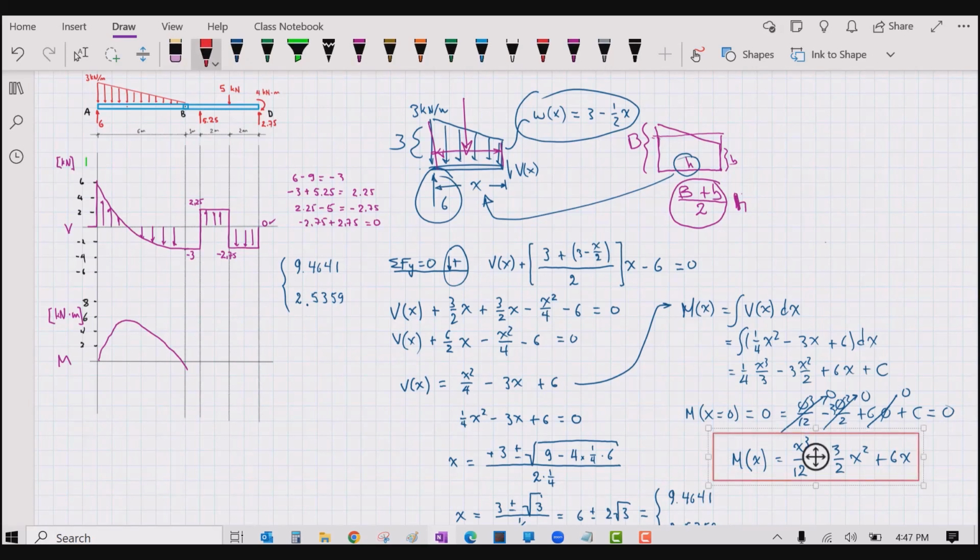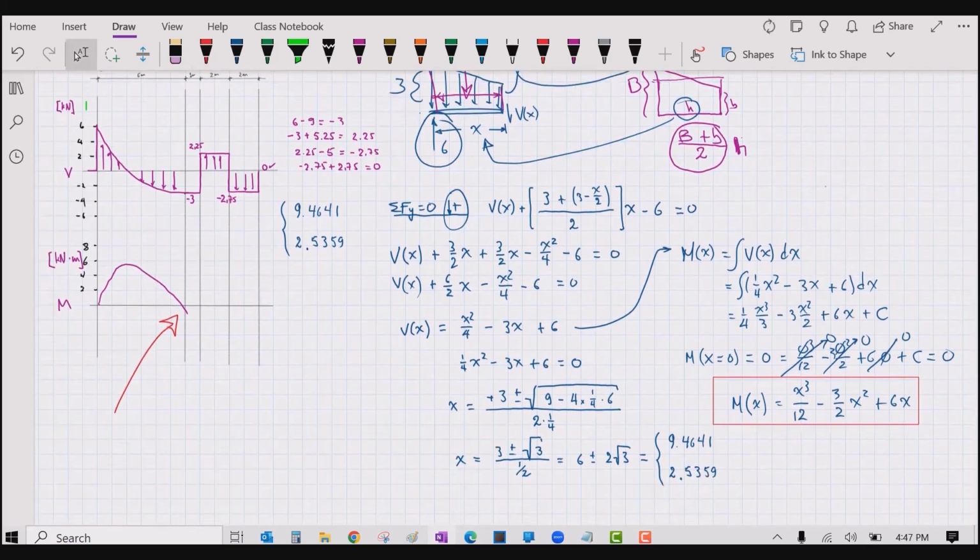Let's verify that the equation gives us a 0 value at x equals 6. Here has to be 0. Let's verify that. Moment at x equals 6 equals 6 cubed over 12 minus 3 halves 6 squared plus 6 times 6, equals to what?